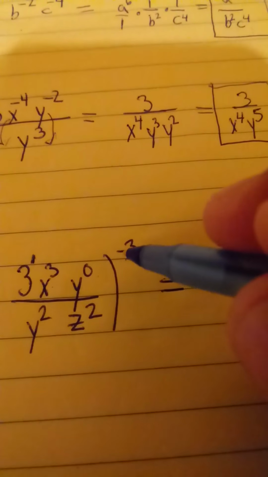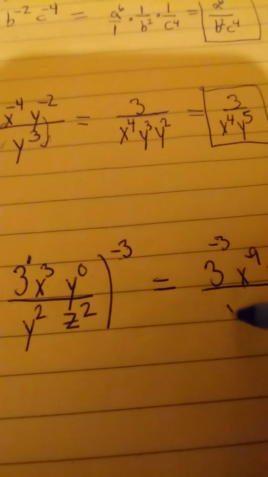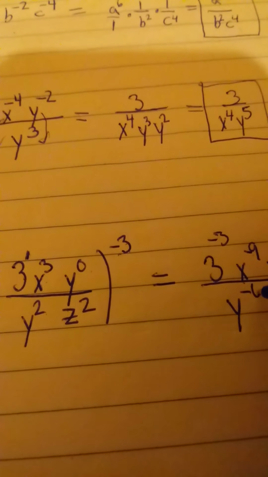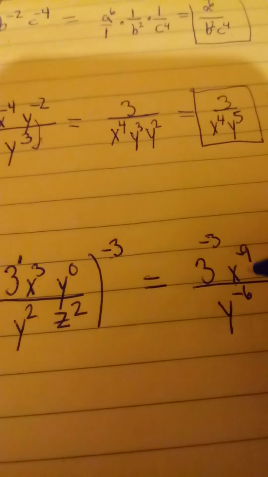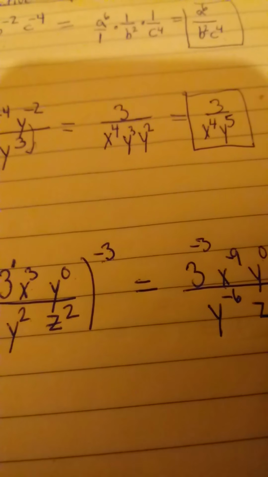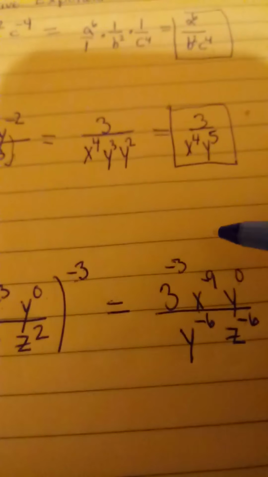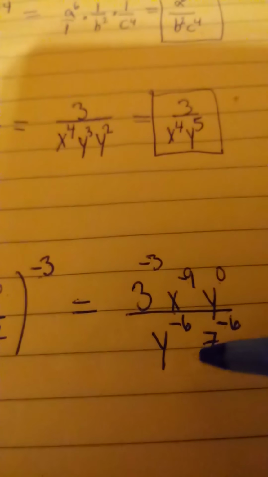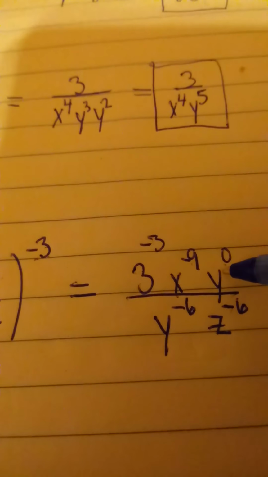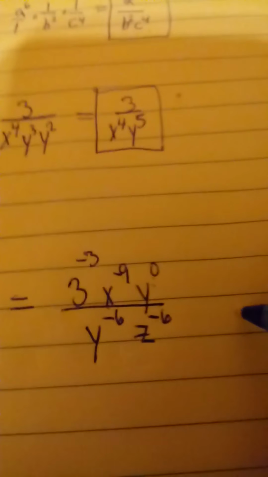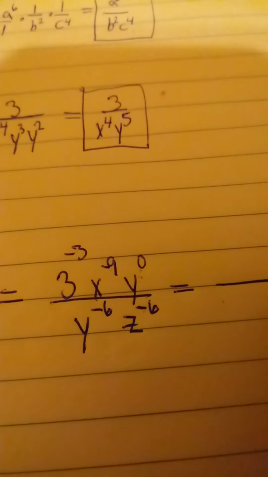As for the bottom part, do the same thing. Y to the second times negative third will be now y to the negative 6. And the same thing with z. Z squared raised to the negative third will be now z raised to the negative 6 as well. Now notice, we have negative exponents on top and we also have them at the bottom. So we're just going to flip them. The only one that's going to stay on top is that y to the 0, and we'll take care of it a little bit later on. So let's go ahead and swap them out.